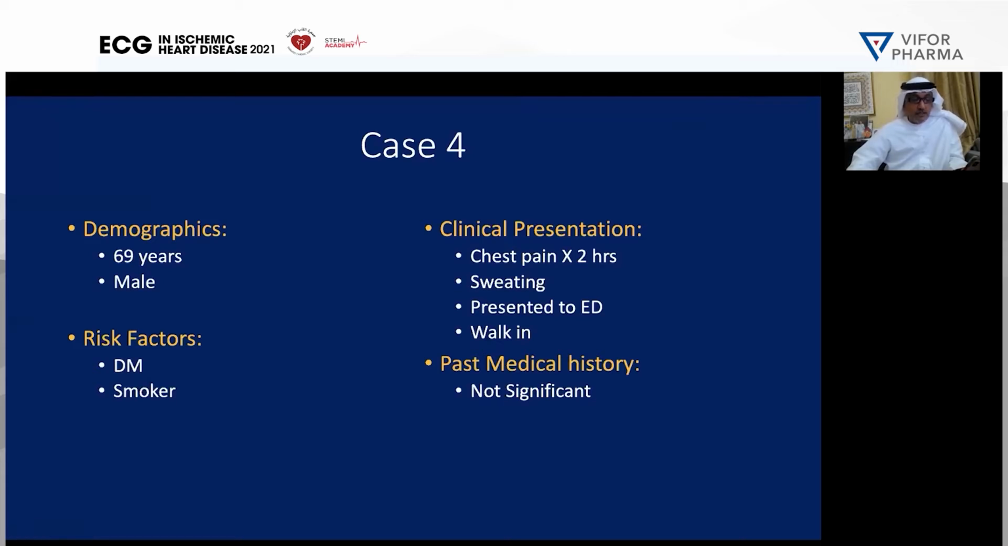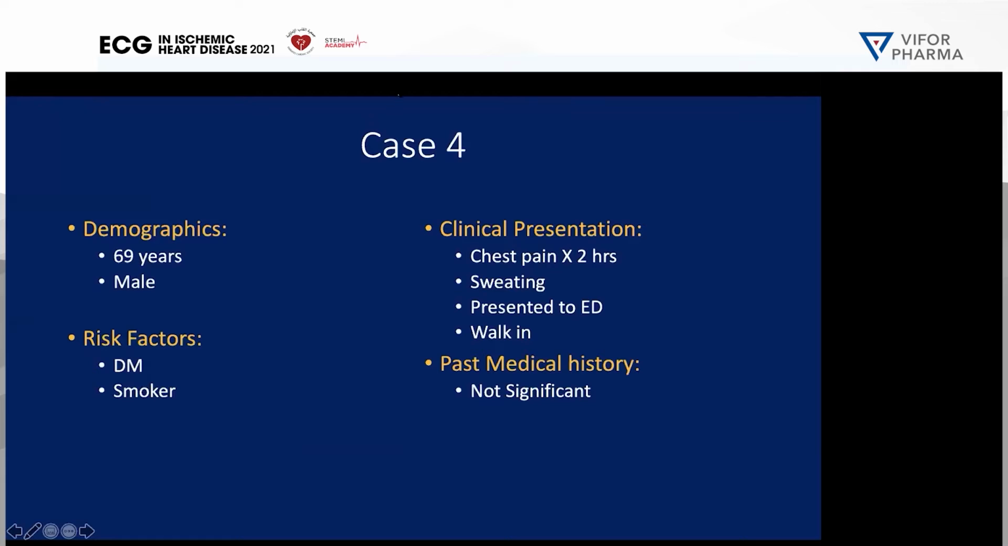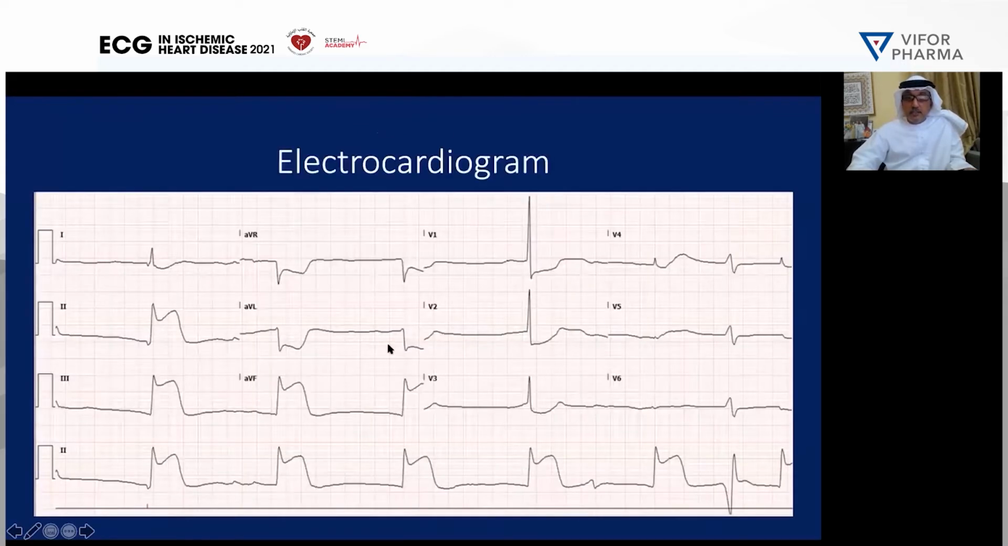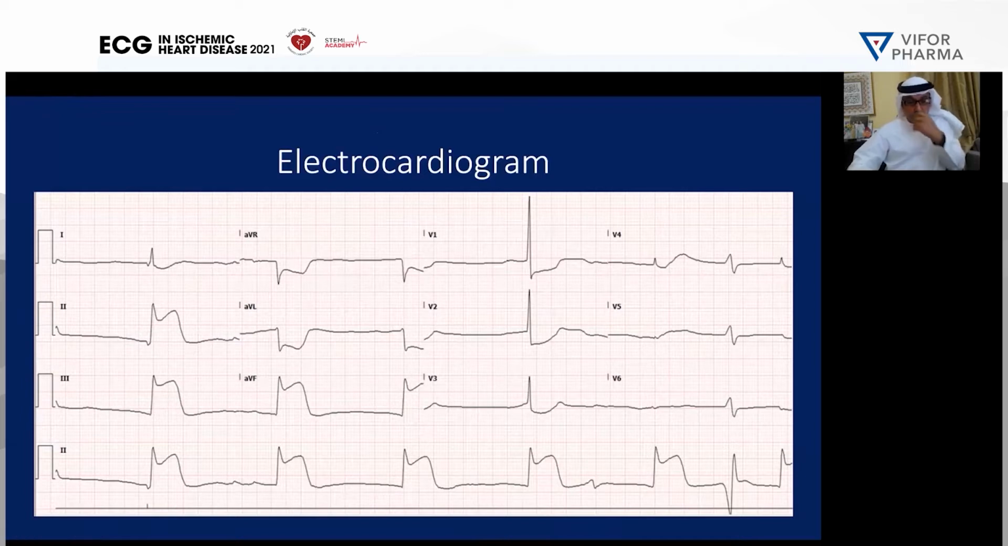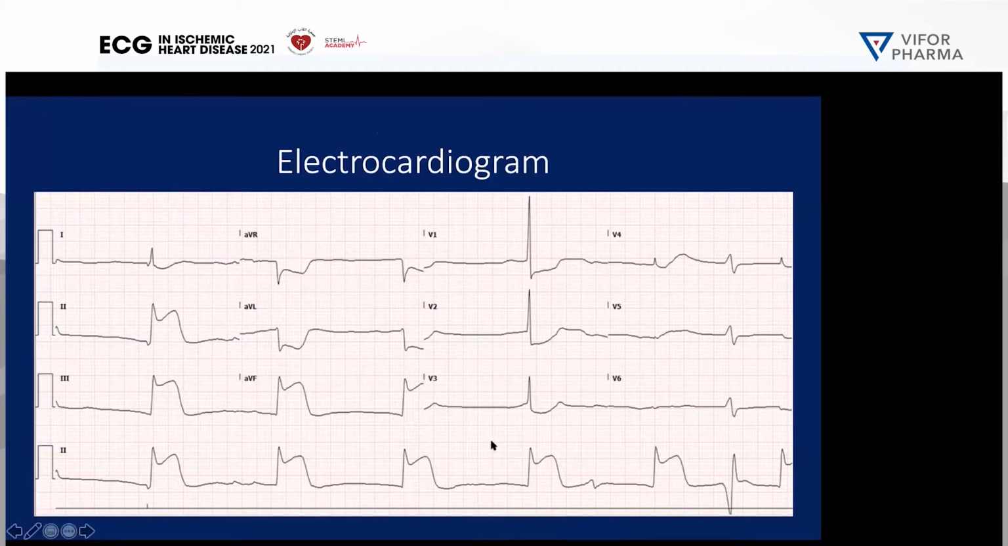So the fourth case is a 69-year-old male, diabetic, smoker, who presents with chest pain and sweating. So this patient deserves an ECG, no doubt. So this is his ECG. Another ugly ECG. Yeah, this is a very bad ECG, Dr. Zubeidi, as you see. If you apply rate, rhythm, axis, let us start with the rate. It is very slow. This is very severe bradycardia, about 40.